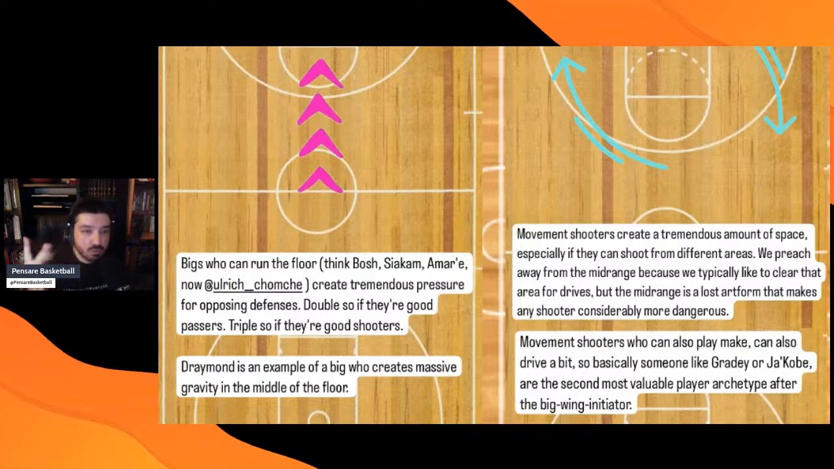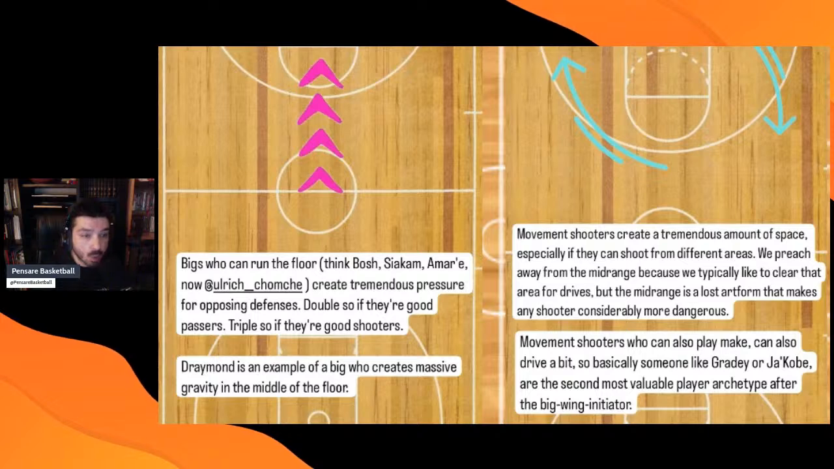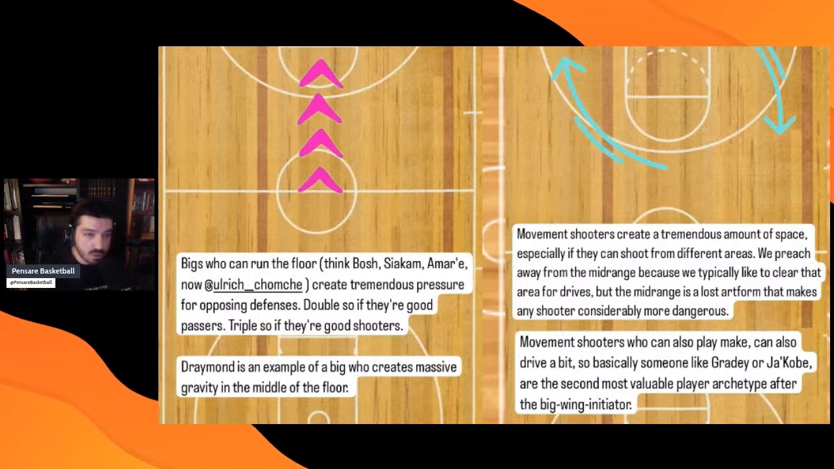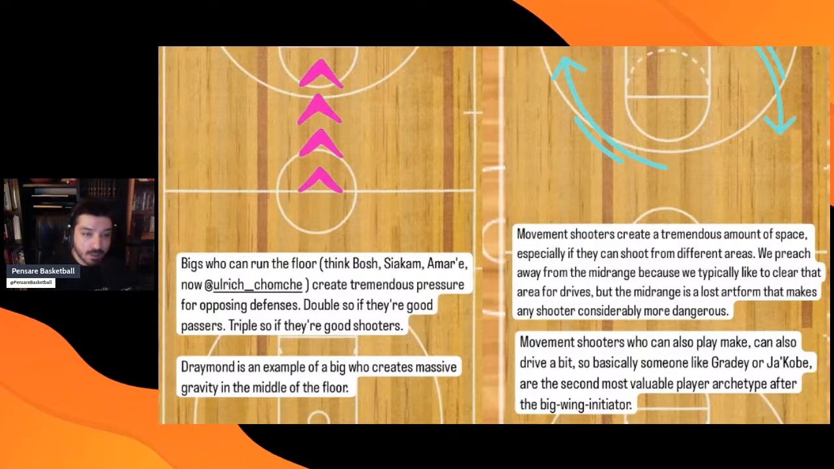These are two player types. Let me give you the two player types. Player type 1 is the big who can run, like who can sprint. I'm not talking a big who is agile. I'm saying the big who does wind sprints up and down the court and just outpaces other bigs. I'm not talking a big who's fast for a big. I'm talking a big who's fast for the NBA.